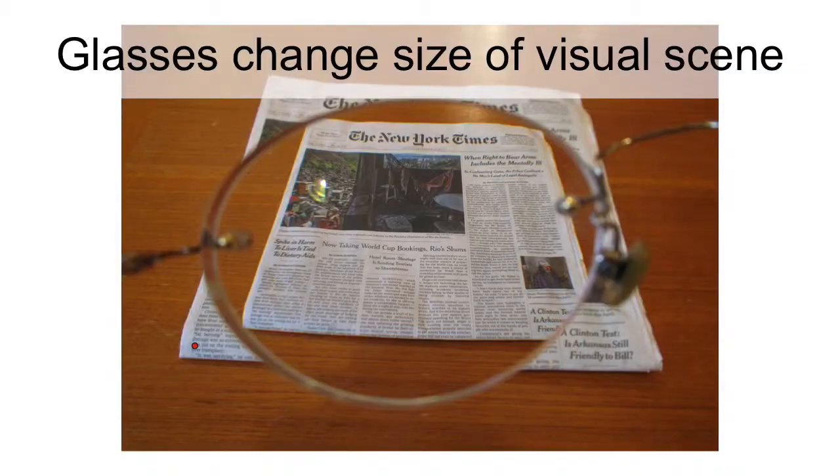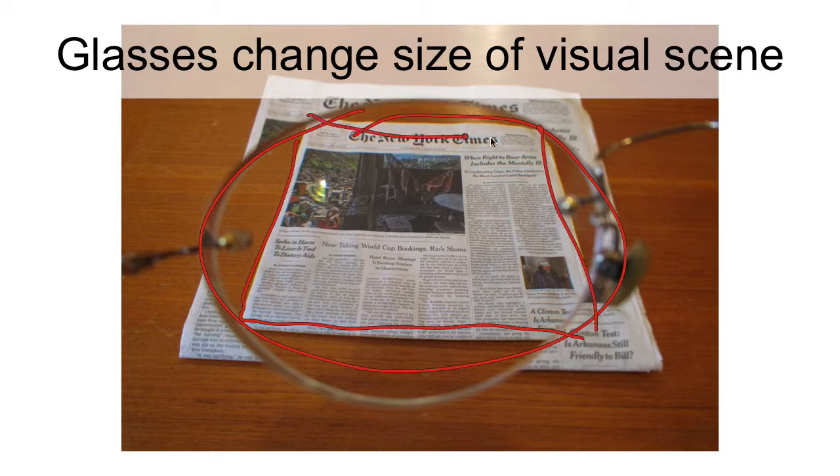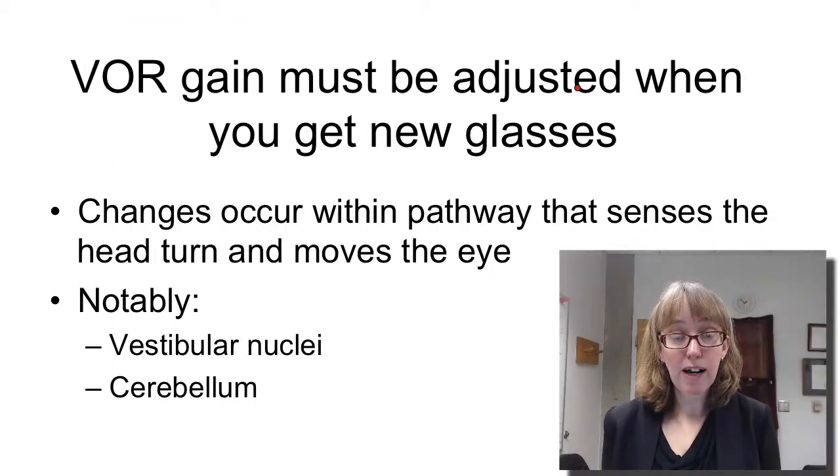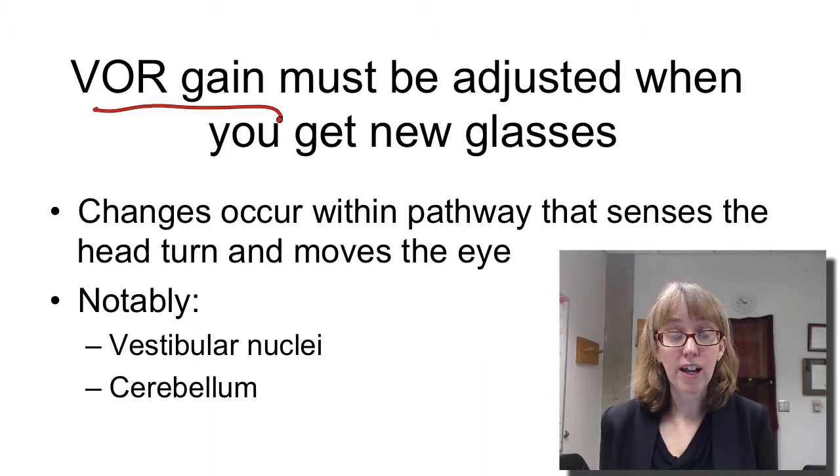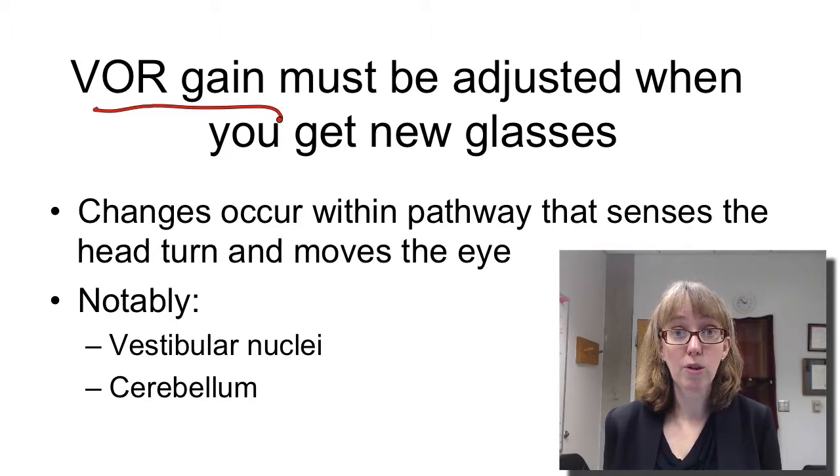So glasses change the size of the visual scene. And this is a photograph that I took of the New York Times, viewed through the lenses of an old pair of glasses of mine. And you can see how much smaller the newspaper is when viewed through those lenses as compared to when viewed outside of those lenses. So that means whenever you put on a pair of glasses, you have to adjust the gain of your VOR. When you get a new prescription, you have to relearn exactly how much you're going to need to rotate your eyes to keep an image stable on the retina.